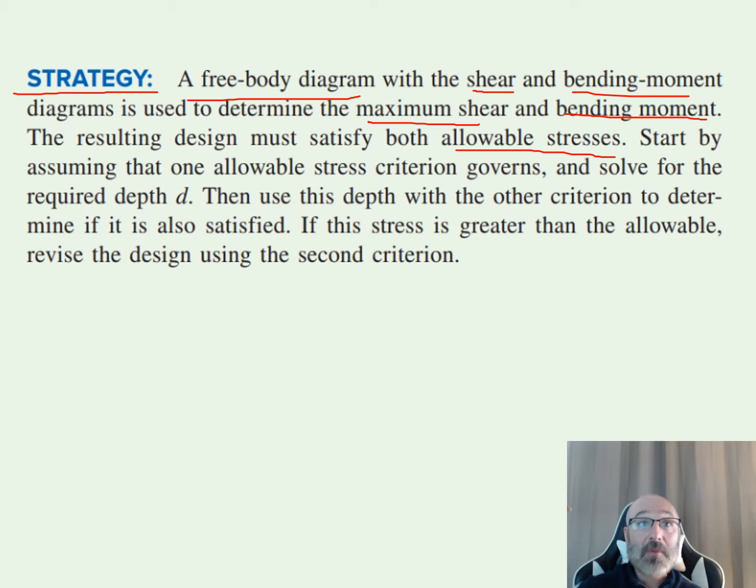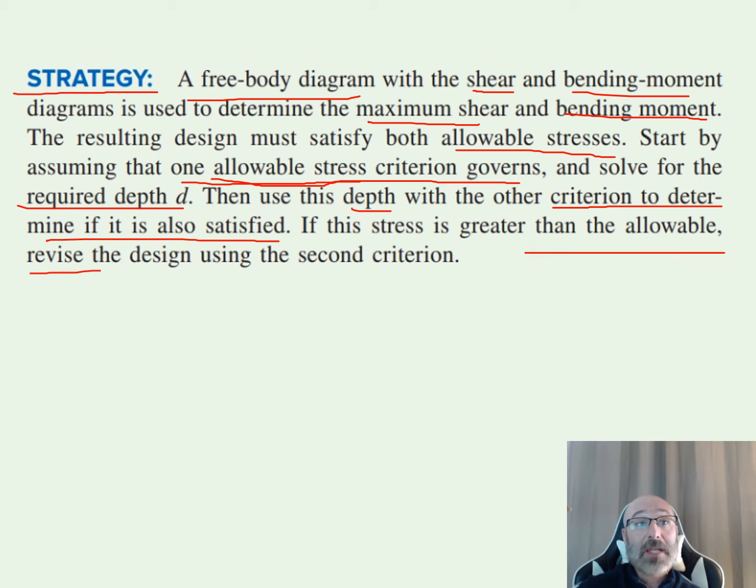We can start by assuming, for one assumption, that one allowable stress criterion governs and solve for the required depth. So we're just going to go off of one of the allowable stress criteria and use that to solve for that depth D. Then, once we have that depth D, we can go back and use it to determine if it also satisfies the second stress criterion. Now, if the stress is greater than the allowable stress, we need to revise the design using the second criterion. So we can go back and solve it the other way, or we might just change the depth a little bit.